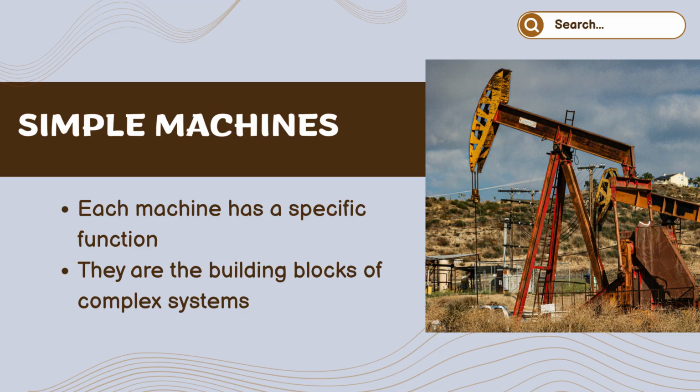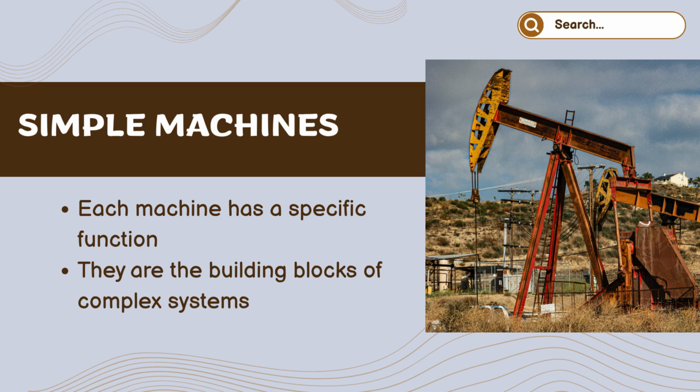So what is a simple machine? It is a basic design to make work easier. Each simple machine has a specific function. Some help lift heavy objects, some change the direction of force, while others reduce the effort needed to move a load. Although they are simple, they are very important because they are building blocks of complex machines.